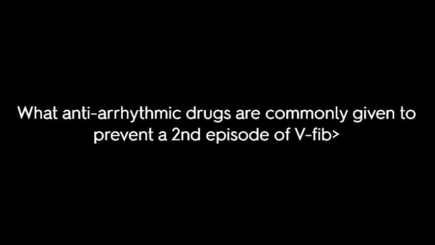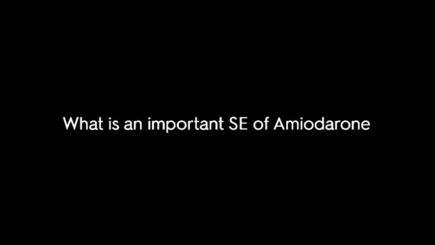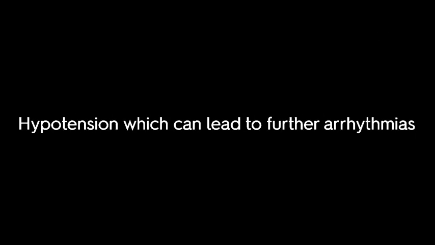What antiarrhythmic drugs are commonly given to prevent a second episode of V-fib? Amiodarone and lidocaine. Lidocaine toxicity causes what? CNS changes. What antiarrhythmic drug is the first drug of choice? Amiodarone. What is an important SE of amiodarone? Hypotension, which can lead to further arrhythmias.